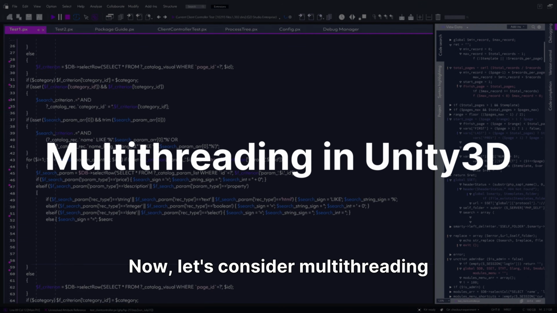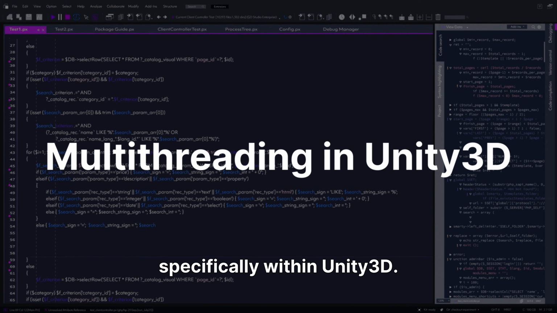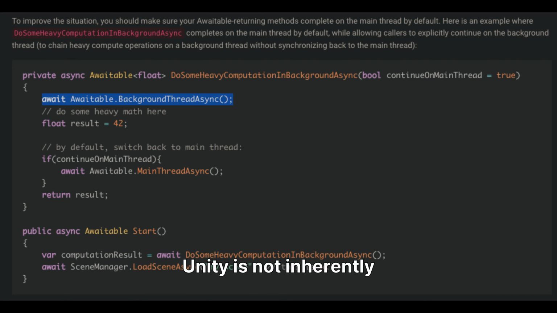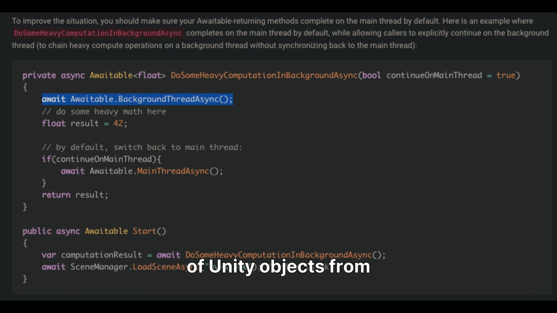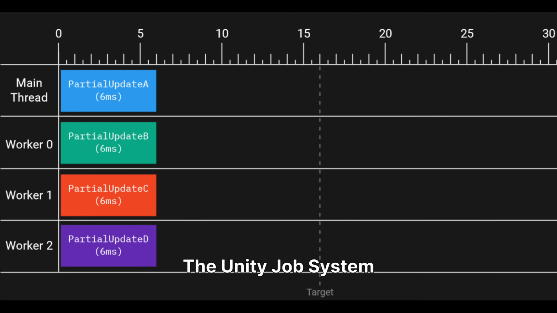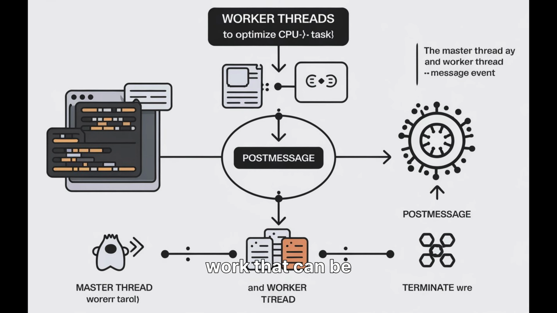Now, let's consider multithreading specifically within Unity 3D. Unity is not inherently thread-safe, meaning direct manipulation of Unity objects from background threads is generally not allowed. The Unity job system provides a safe and efficient way to perform multithreading within the engine. Jobs are units of work that can be executed in parallel on worker threads, optimizing performance.